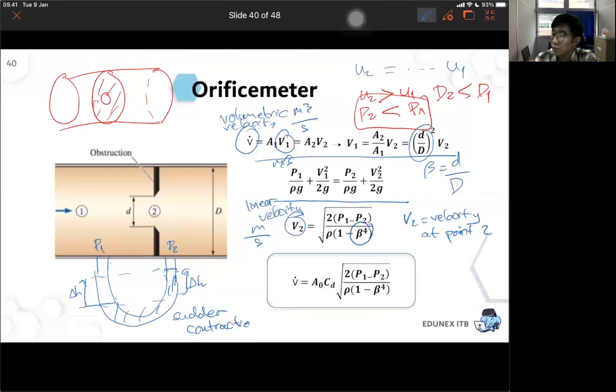Okay, after you get the equation to calculate the velocity at point 2, if you want to calculate the volumetric velocity, then you multiply by the area. This is the area of the orifice. The area of this one. If you take into account the non-ideal condition, then you just multiply by the constant.